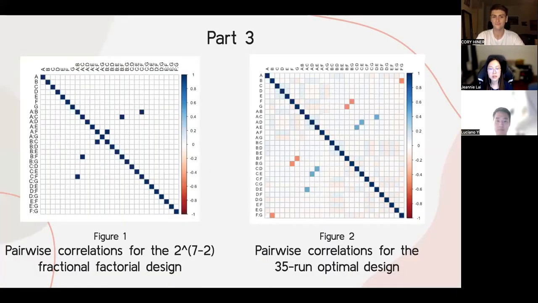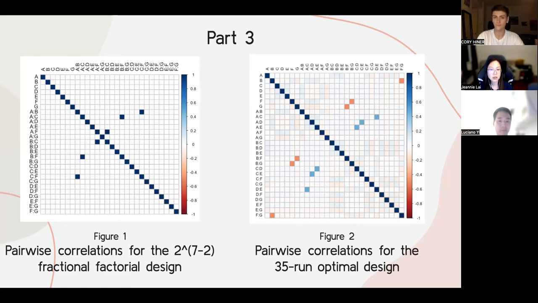Here are the pairwise correlation plots for the fractional factorial design versus the optimal design. As shown in Figure 1, the fractional factorial design can estimate all main effects without them being aliased with any other main effect or two-factor interaction. The fractional factorial design cannot estimate all of the two-factor interactions because some of the two-factor interactions are aliased with each other. As shown in Figure 2, the optimal design can estimate all the main effects and two-factor interactions with slight correlations to other main effects and two-factor interactions, but with no aliases.